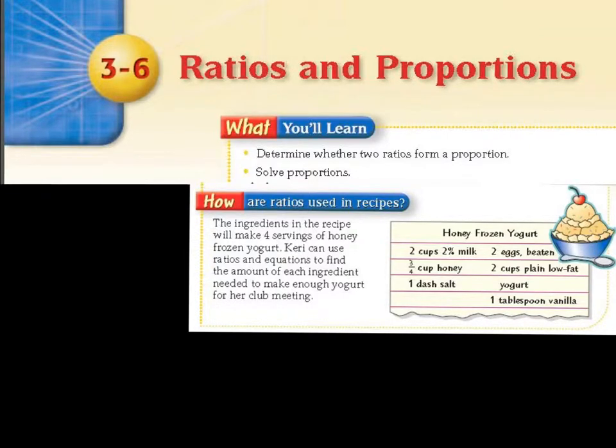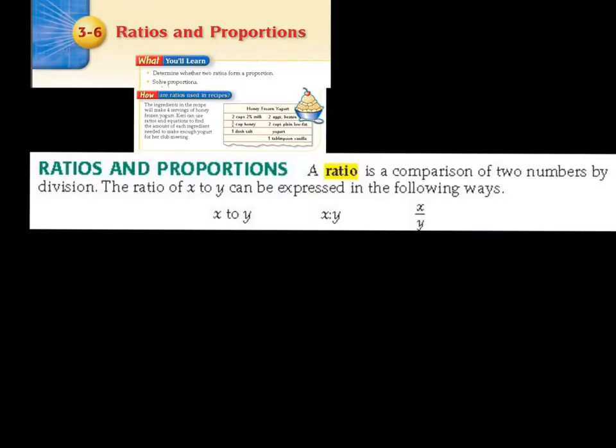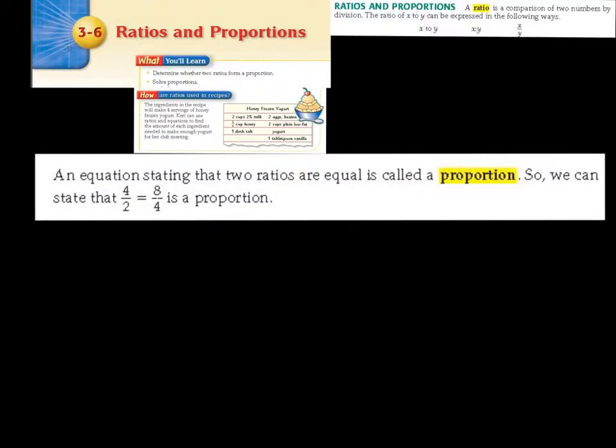for her club meeting. A ratio is a comparison of two numbers by division. The ratio of x to y can be expressed in the 3 following ways. Either we can write the word to, we can use a colon like we did with odds, or we can use a fraction bar like we did more often with probability. An equation stating that two ratios are equal is called a proportion. So we can state that 4 over 2 equals 8 over 4 is a proportion.